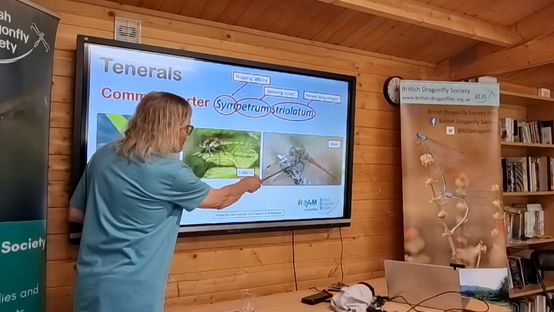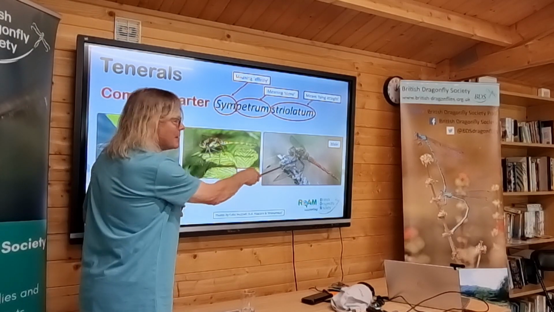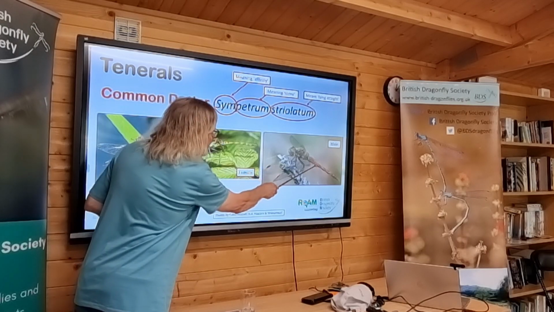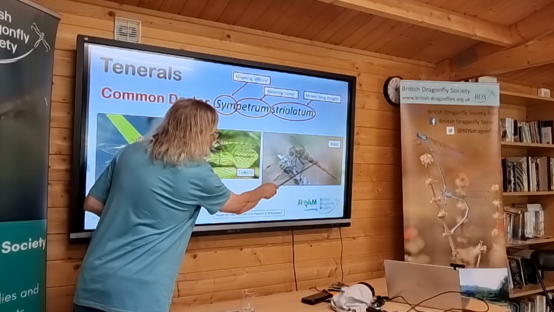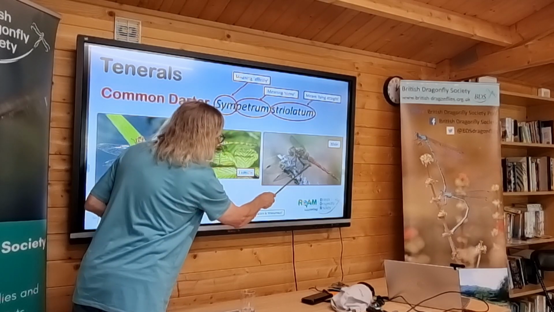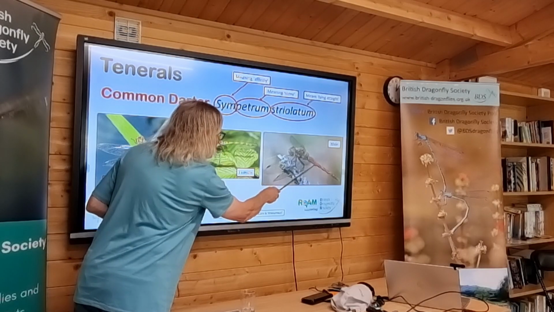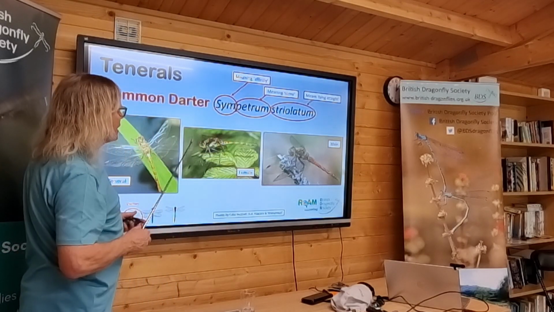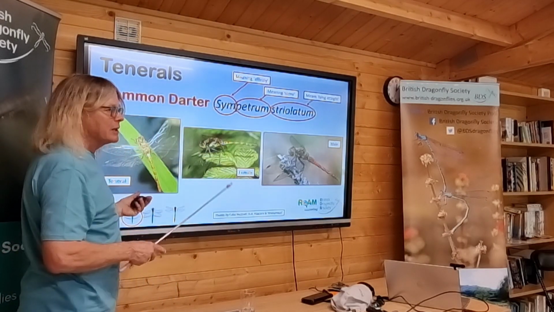The male also has black legs with red stripes on it, but because he's that rusty red colour, and the abdomen is usually pretty much the same size all the way down it. It hasn't got what they call a waist or anything like that. It's usually quite straight. And they're very sociable, the darters. If you see them, you'll usually see quite a lot of them.